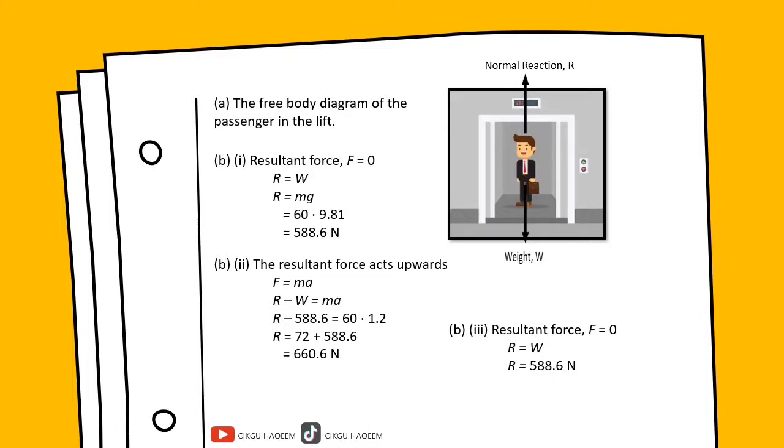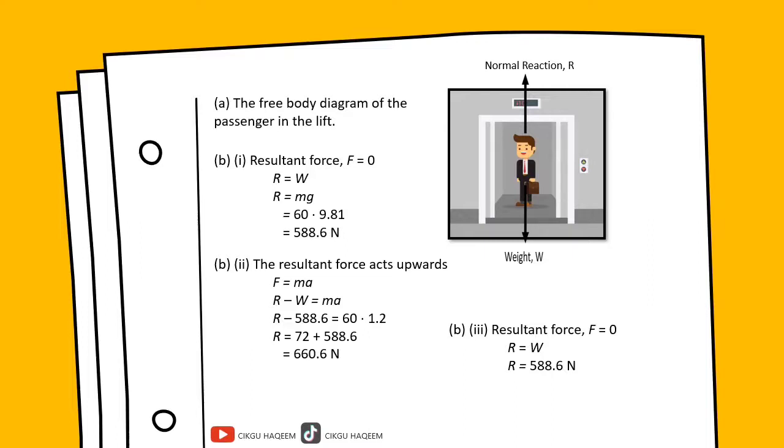For the expression, we can see that F is equal to R minus W because the object is moving upward, so the normal reaction force is larger than the weight. So we assume normal reaction facing upward is in positive direction while weight is in negative direction. So R, normal reaction, minus weight is equal to MA because the resultant force is a sum of two forces that produce a single force.